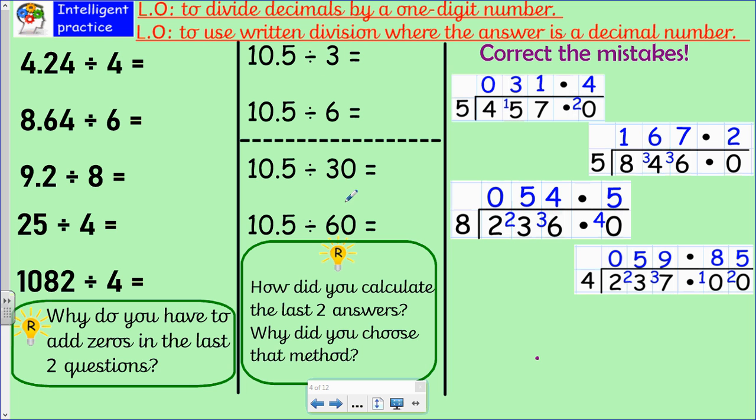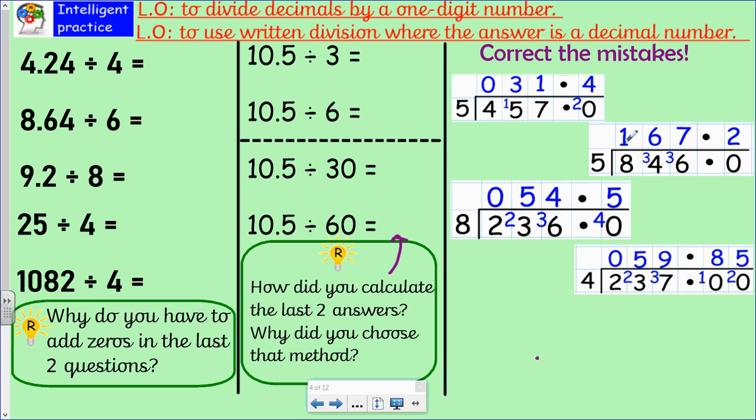Think about these ones. We've got 10.5 divided by 3, 10.5 divided by 6, and then 10.5 divided by 30, 10.5 divided by 60. Your reasoning task is linked to these questions, okay? How did you calculate the last two answers? Why did you choose that method? Please think about what we've been doing for the last couple of days. Think about Miss Evans's favourite method, okay?